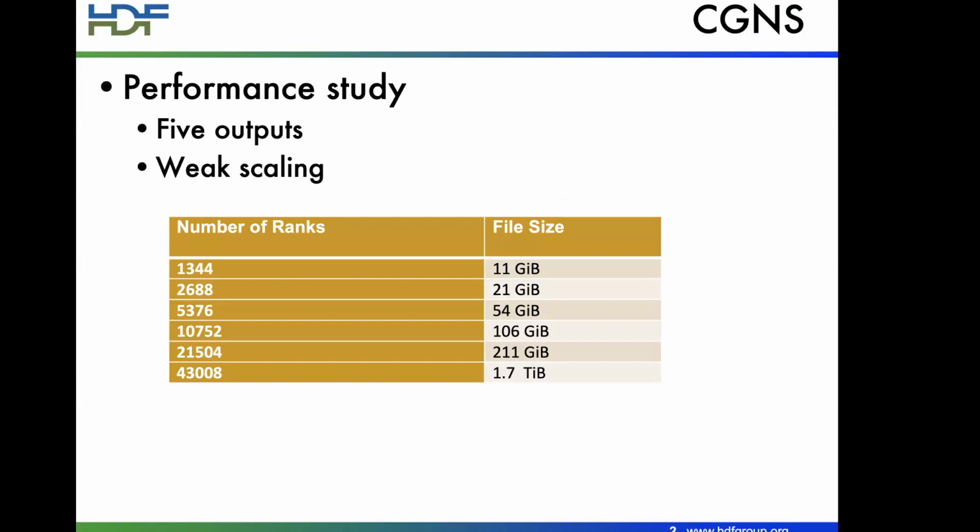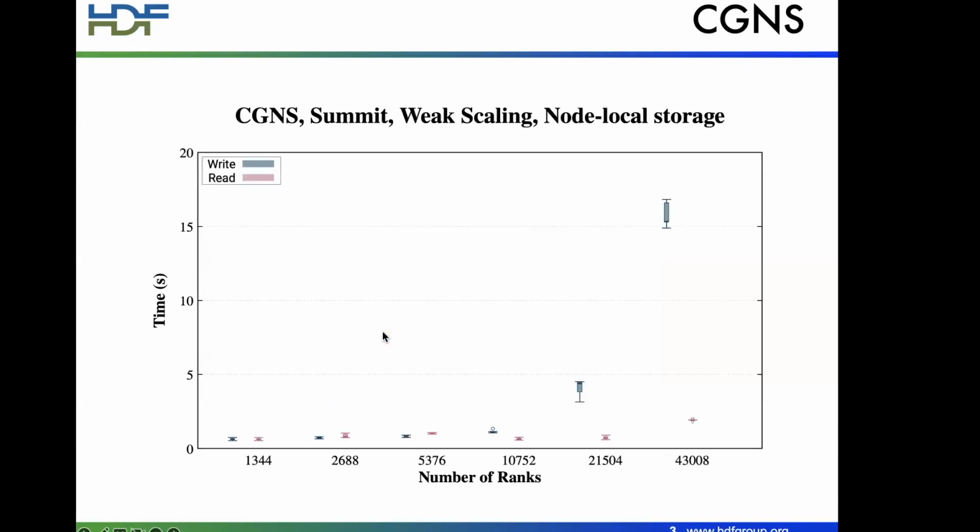And I did weak scaling, so you can see the number of ranks. I went from 11 gigabytes, and the largest I ran was 43,000 ranks. Somehow I miscalculated the number of elements, and I went from 211 gigabytes to 1.7 terabytes for the largest one, so I have to keep that in mind. The first case is doing from no local storage.